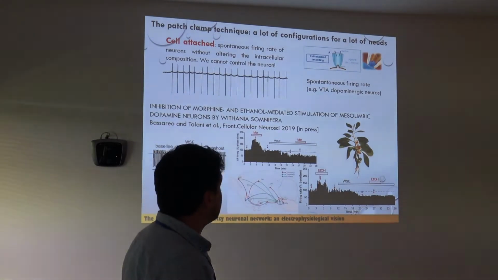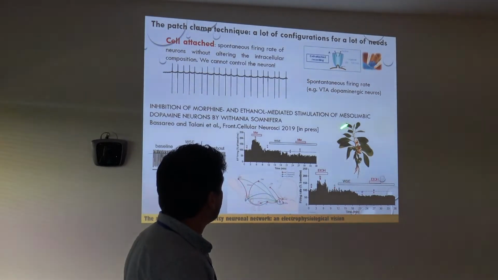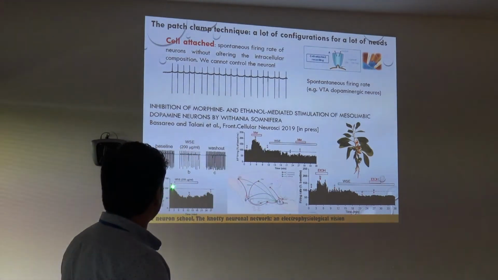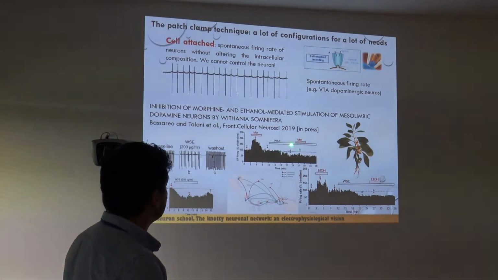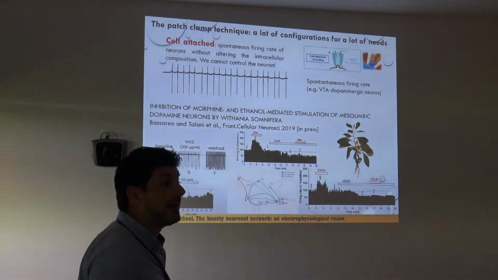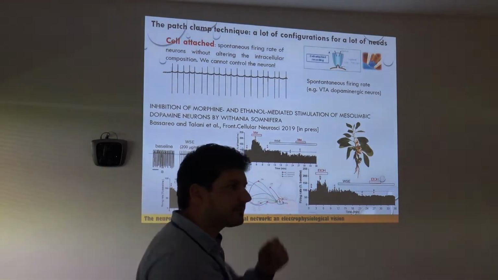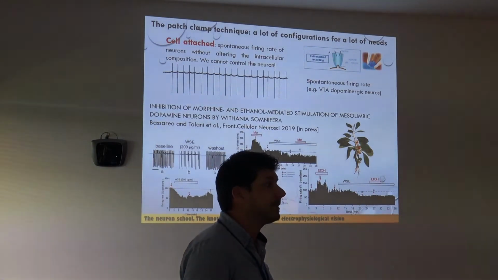VTA. The best thing is that if you perfuse a substance obtained from Withania somnifera, which is a plant, it does the opposite, as you can see here. So it decreases the firing rate of dopamine neurons. But if you perfuse Withania somnifera together with morphine or ethanol, Withania somnifera is able to completely abolish the effect of morphine and ethanol. So we propose this kind of treatment in order to counteract some effects of addiction, for example.